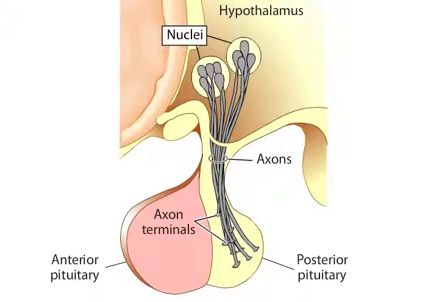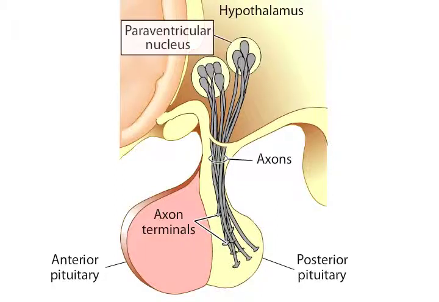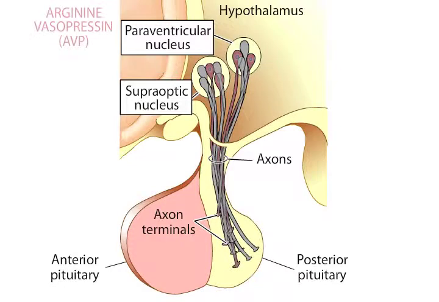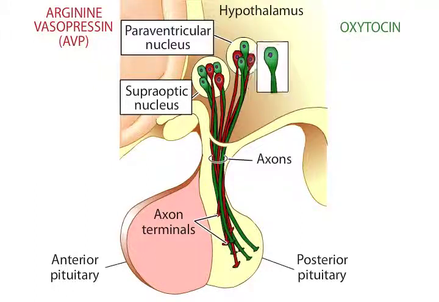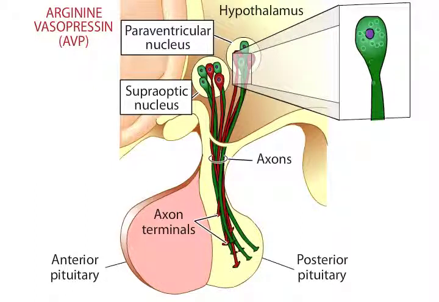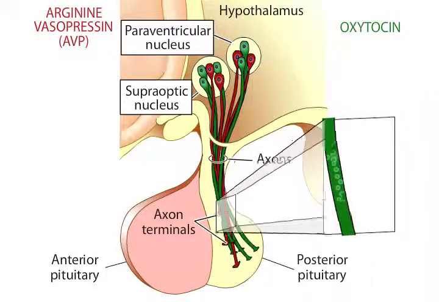A number of nuclei exist in the hypothalamus, but the important ones for the posterior pituitary are the paraventricular and supraoptic nuclei. The neurons that extend into the posterior pituitary produce either the hormone arginine vasopressin, abbreviated AVP, or the hormone oxytocin. These hormones are made in the cell bodies and then transported to the axon terminals.